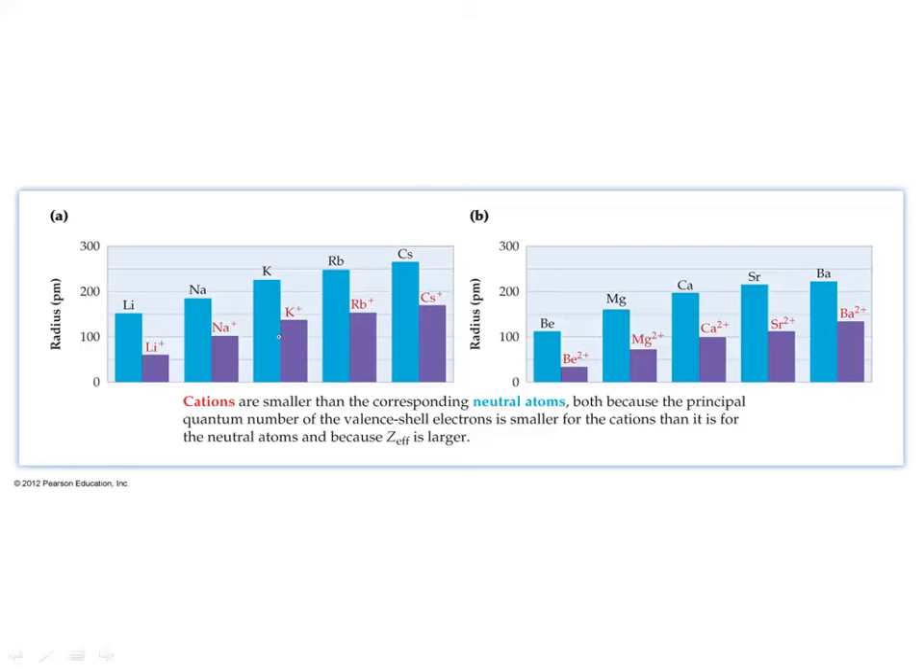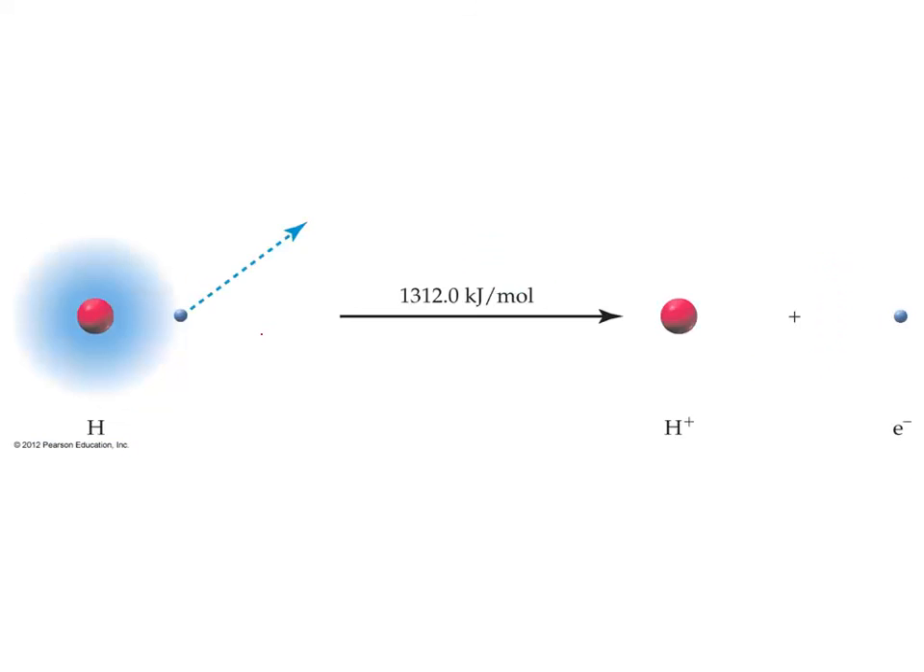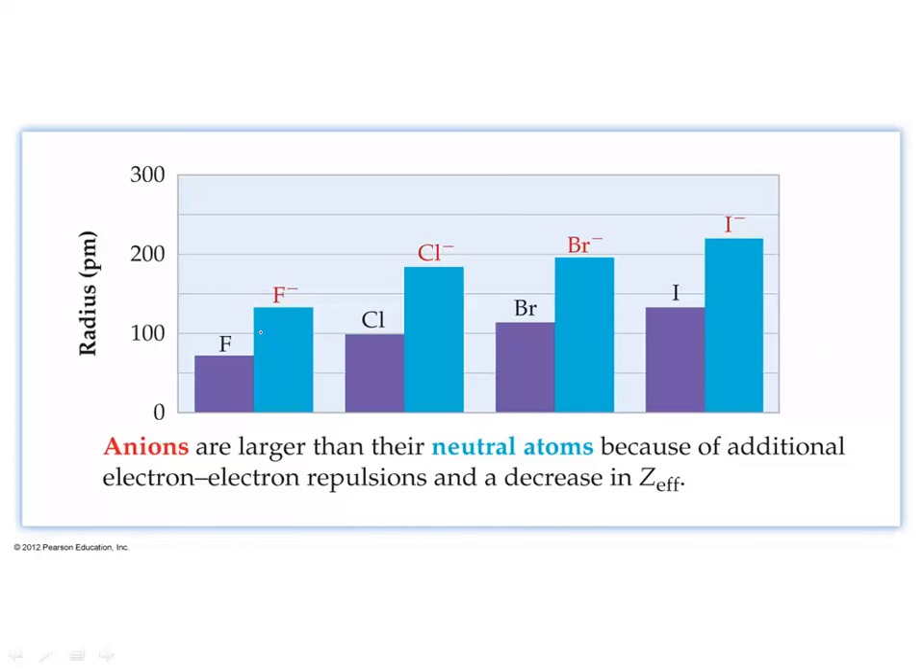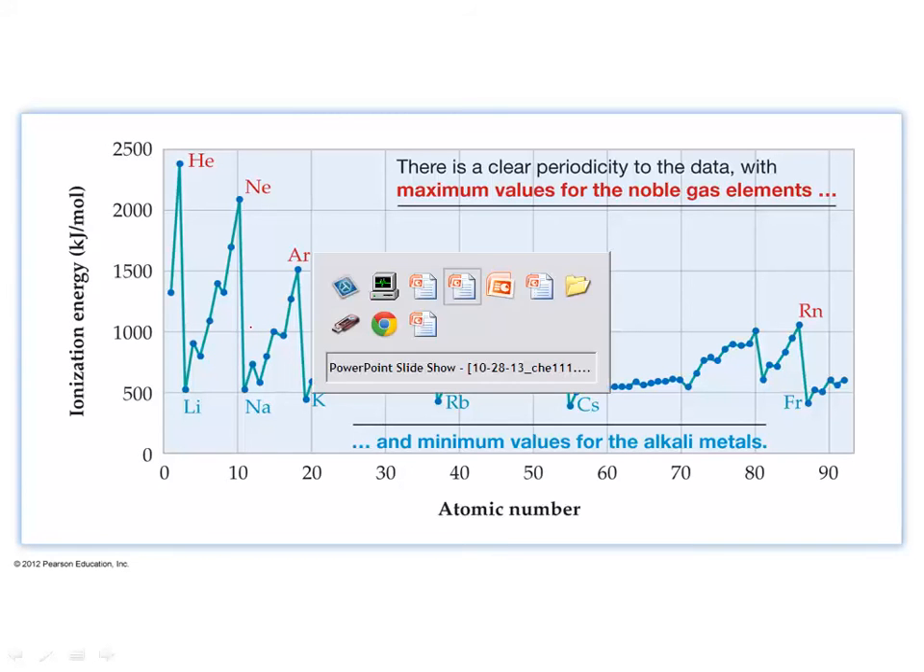So notice that all the cations are smaller, and if we flip to the anion chart, there it is. Anions get a good chunk bigger, maybe about a 75% difference. Let's see, this is the next one I want to talk about, so we won't go there.